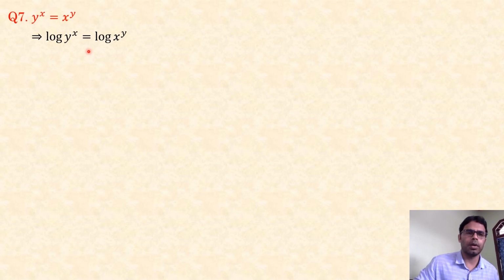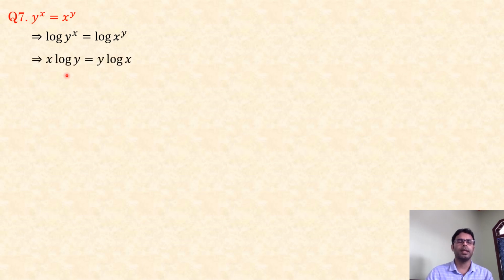This is our problem: y to the power x is equal to x to the power y. Simply, base and power are variables, so we must take logarithm here also. So log of y to the power x is equal to log of x to the power y. Both sides we are taking log only. So use the property of log. It is simply x log y is equal to y log x.